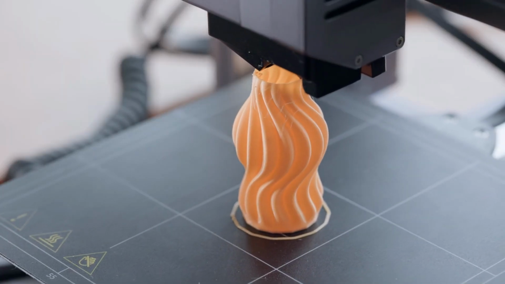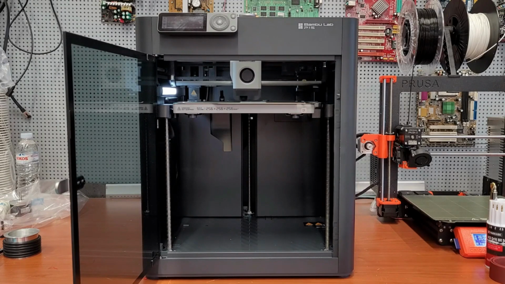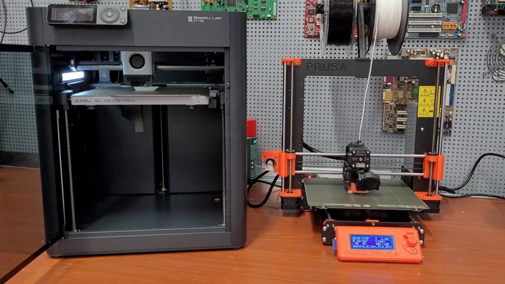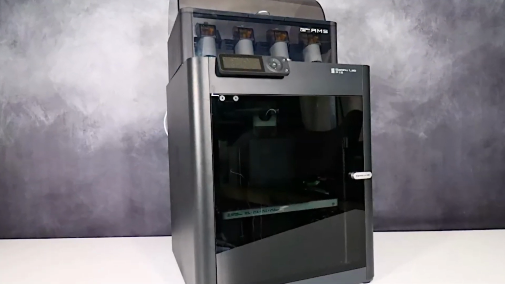Taking the crown at number one is the Bambu Lab P1S, a true masterpiece that stands at the pinnacle of 3D printing innovation for 2024. This isn't just a printer, it's a revolution in a box, redefining what we thought was possible in the realm of 3D printing. The P1S isn't called a speed demon without reason.